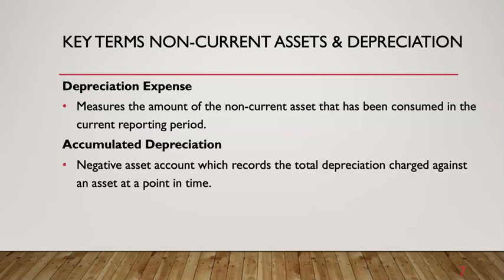Accumulated depreciation is a negative asset account which records the total depreciation charged against an asset at a point in time. So for example, if I understand that there will be $1,000 depreciation expense each year, $1,000 of the non-current asset is consumed each period. After 3 years, I have $3,000 of accumulated depreciation. I have accumulated $3,000 of depreciation, which has reduced my asset by that amount, hence it is a negative asset account. And we're going to go through these in more detailed examples in future videos.